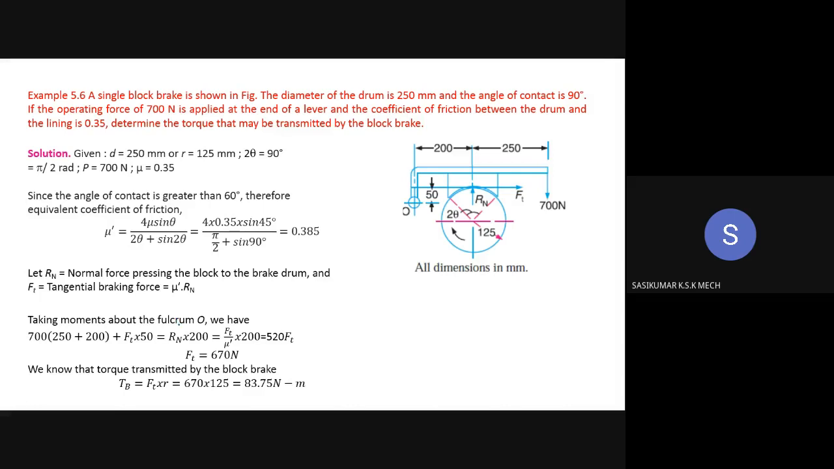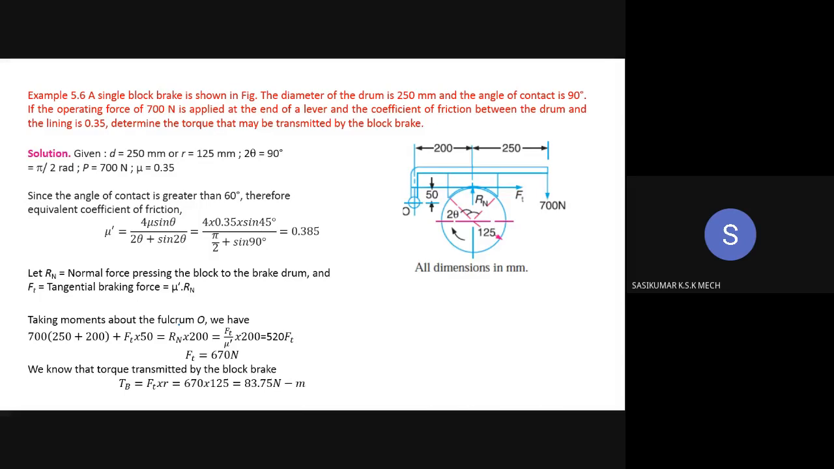You may have problems on block brake and band brake. Here you don't have any definite formula. Simply taking moment about a fulcrum is the only thing you need to know to solve these kinds of problems. And you have one more criterion called the equivalent coefficient of friction.